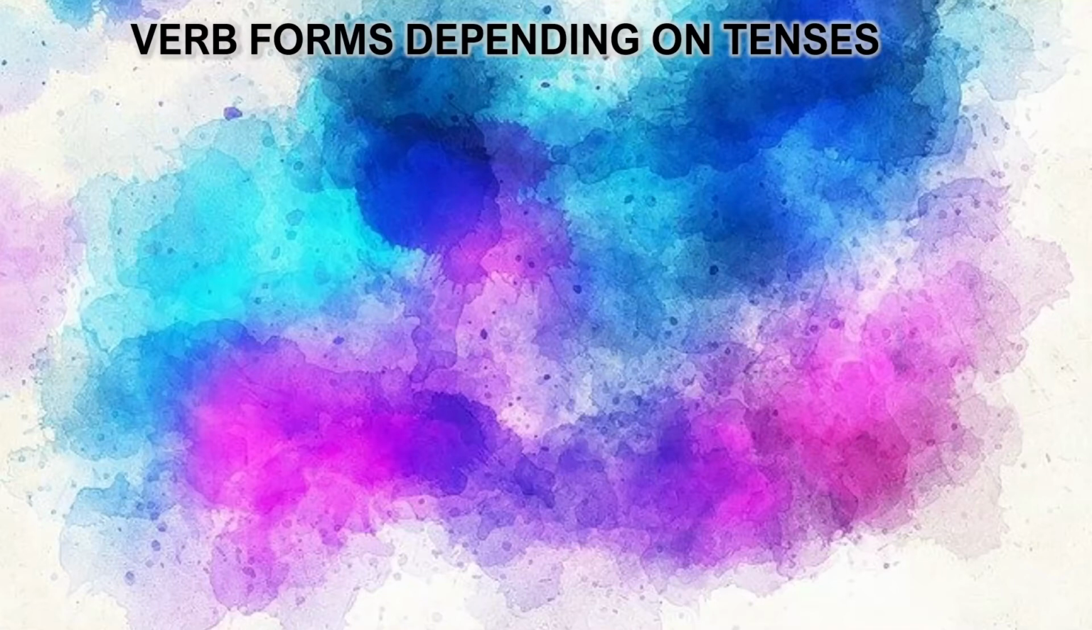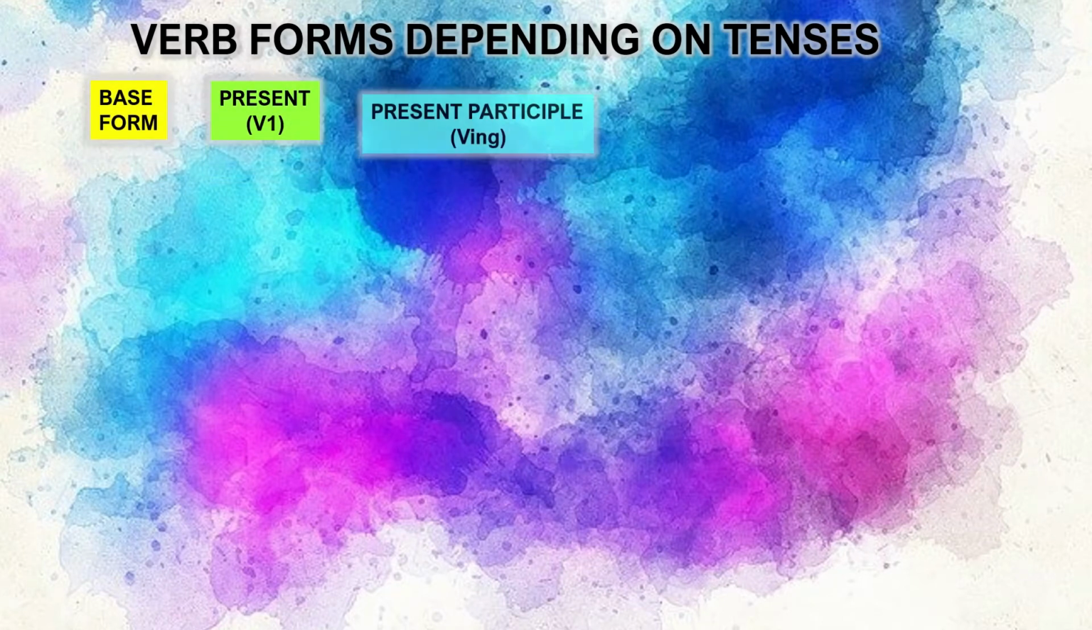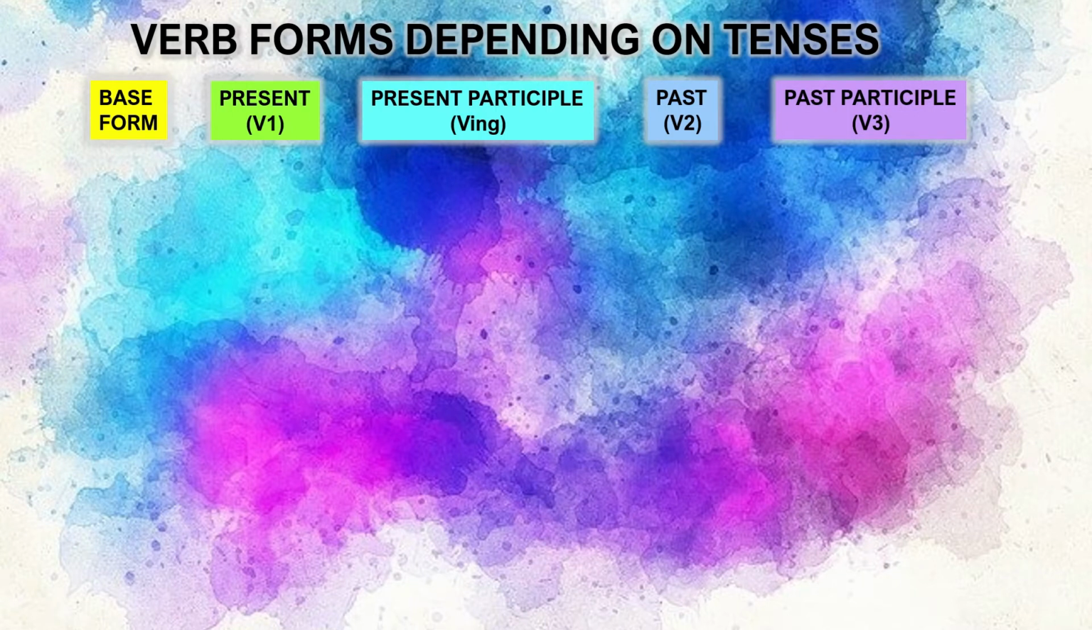And now I'm going to show you the examples. What does it mean by the forms depending on tenses? As like I said before, tenses is a time marker, and every time marker, the verb comes in particular forms. You see, there are several forms of tenses. The base form, the present form, present participle, past and past participle. You know this with the term verb 1, verb ing, verb 2, and verb 3.